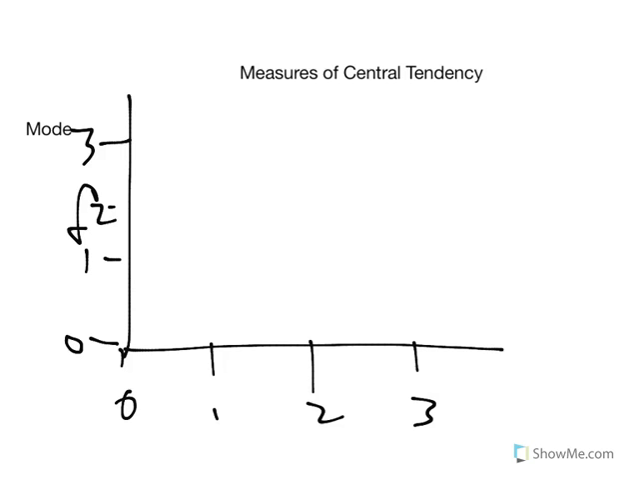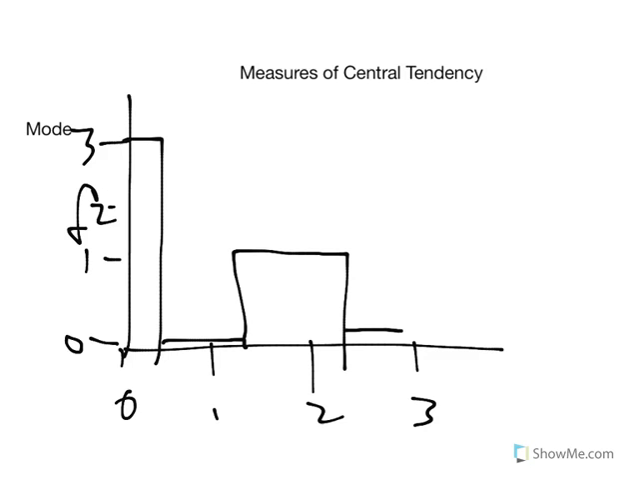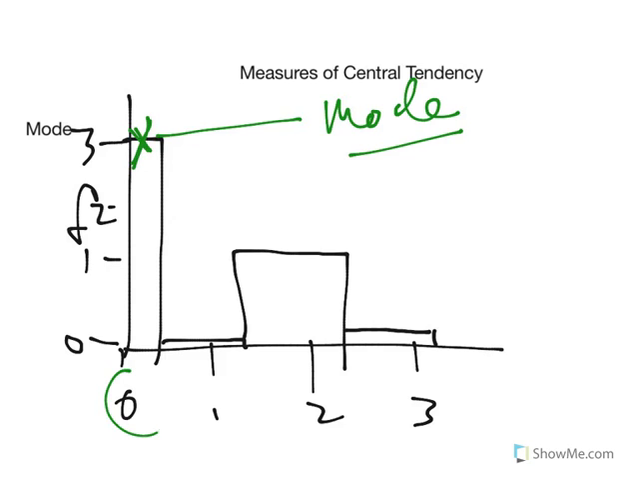Okay, so let's say that 3 people get 0s, 0 people get 1s, 1 person gets a 2, 0 people get 3s, right? Where is the peak of this distribution? It's over here, right? So that's where the mode is. In this case, the mode is a 0. So you should be able to look at a frequency distribution graph like this and quickly identify the mode. Let's try one more.